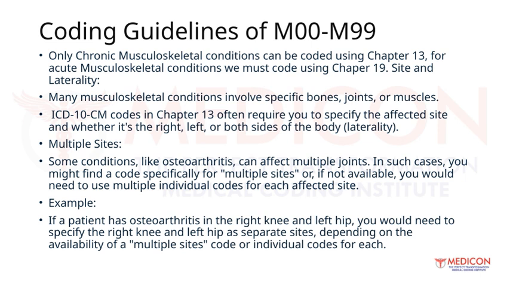For instance, if a patient has osteoarthritis in the right knee and the left hip, you must specify both sites separately. Depending on what's available in the coding system, you'd either use a special multiple sites code or assign two separate codes, one for the right knee and one for the left hip. This approach ensures we document the full scope of the patient's musculoskeletal issues accurately, which is essential for proper coding and billing, and ultimately for quality patient care.